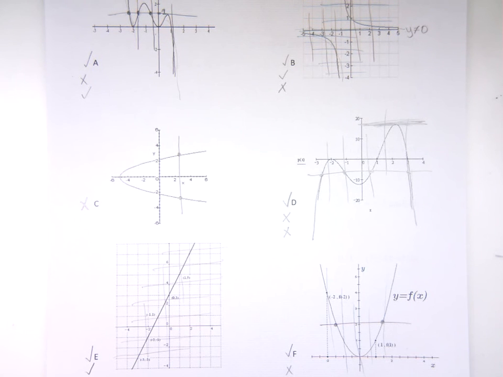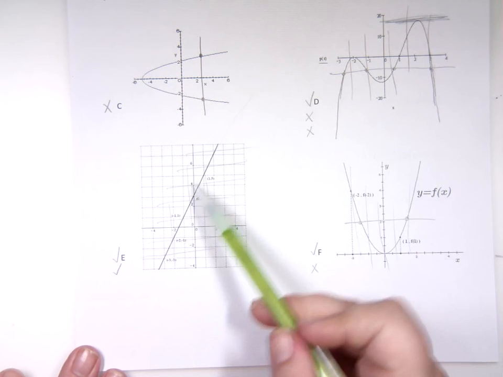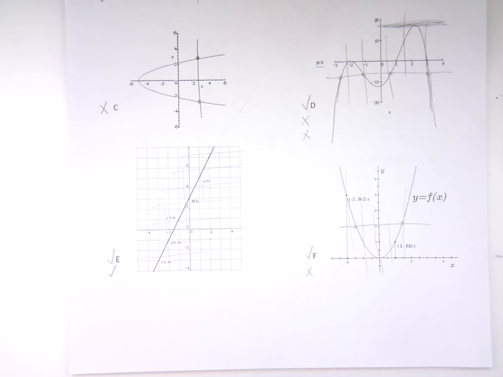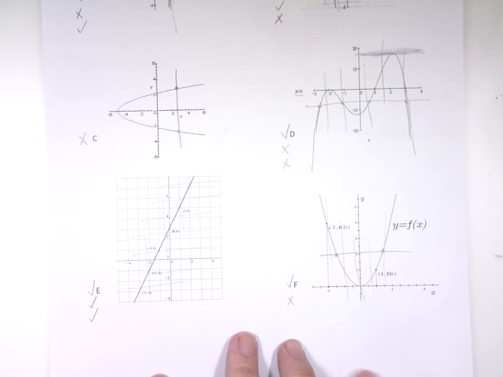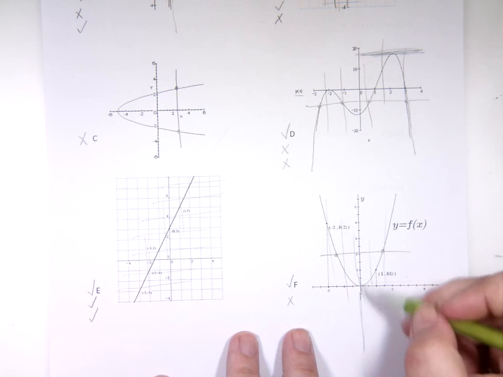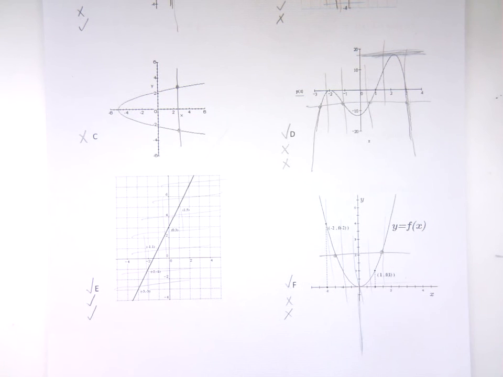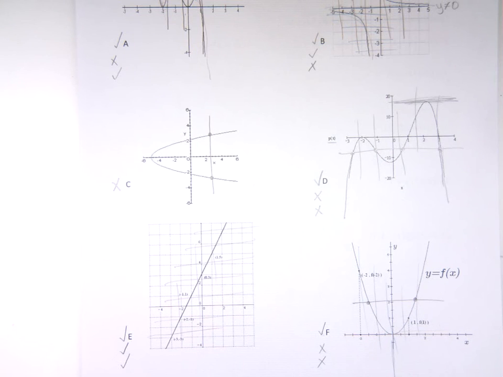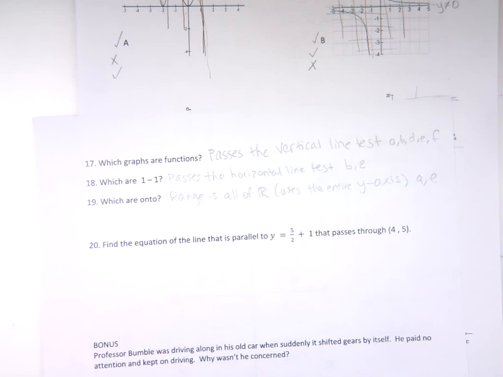If you look at letter E, this stretches up to infinity. This stretches down to negative infinity. We've got all the numbers in between. This graph is onto. And then the last one, same deal here. All of the negative y values are not being used. So this graph is not onto. It looks like our only ones that are onto are A and E. So A and E. Okay, good. So that's one-to-one and onto. Hopefully that was a refresher for you.